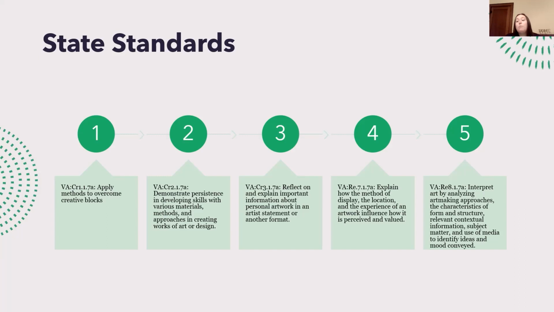or another format. Then the last 2 have to do with the responding section, and those would be: explain how the method of display, the location, and the experience of an artwork influence how it is perceived and valued, and interpret art by analyzing art making approaches, the characteristics of form and structure, relevant contextual information, subject matter, and use of media to identify ideas and mood conveyed.